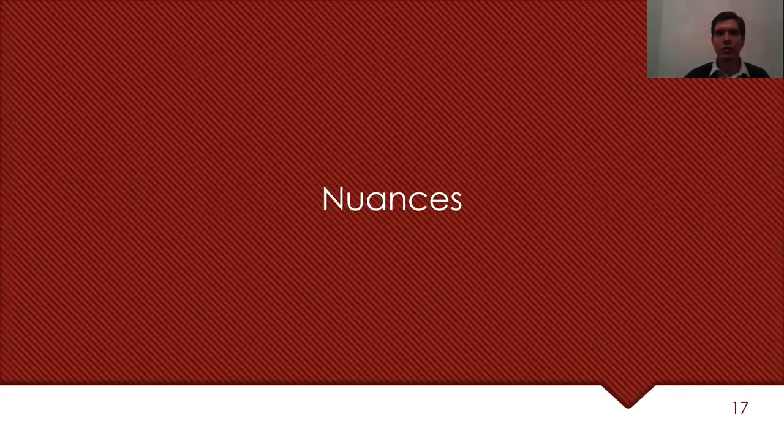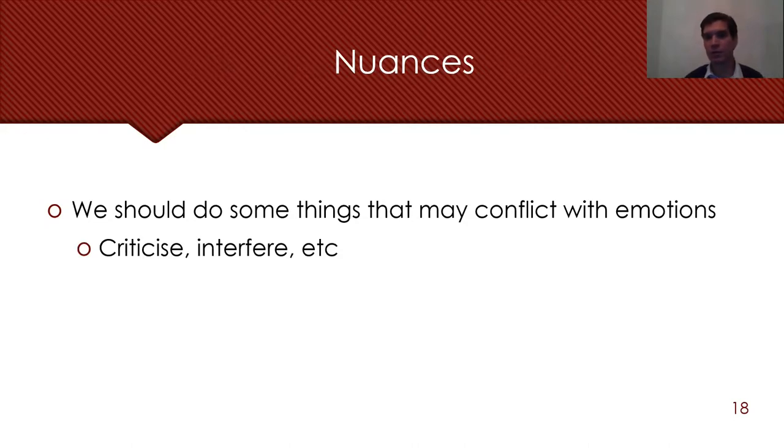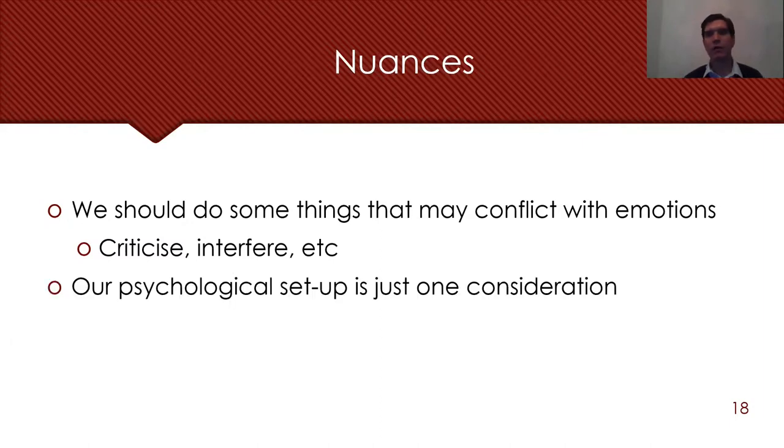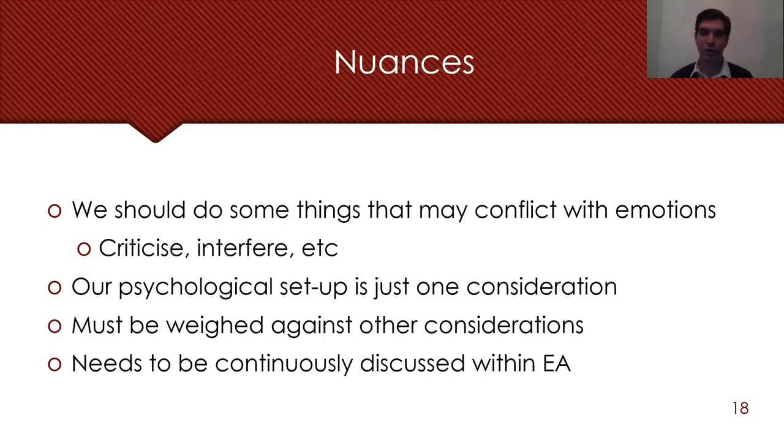So let's now move on to some nuances. Like I said, we should of course do some things that may conflict with our own or other people's emotions. We should sometimes criticize people, even in ways that can feel tough for them. And we should sometimes interfere with other people's projects if serious mistakes are being made. So our psychological setup is just one consideration. It's not the only consideration. That must be weighed against other considerations. And exactly what to do in a particular situation is often a quite tricky question.